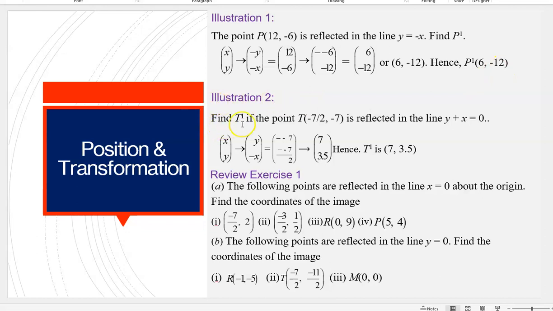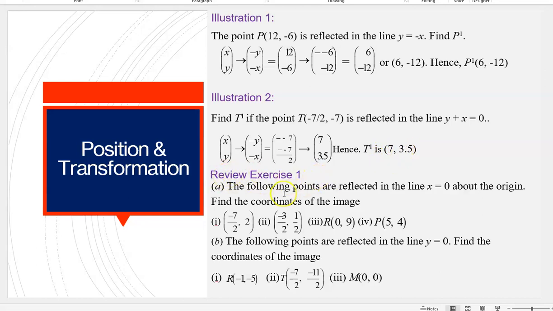Illustration 2. Find T1 if the point T, negative 7 divided by 2, negative 7 is reflected in the line y plus x equals 0. This is the mapping. When we substitute the values into it, negative, negative 7 gives us positive 7, and negative, negative 7 divided by 2 simplifies to 3.5. It was negative and negative, that's how come we got positive 3.5. Hence, T1 is 7, positive 3.5.